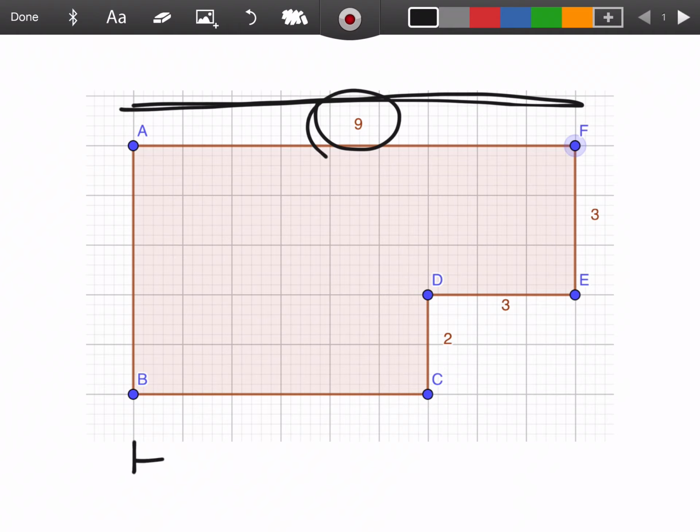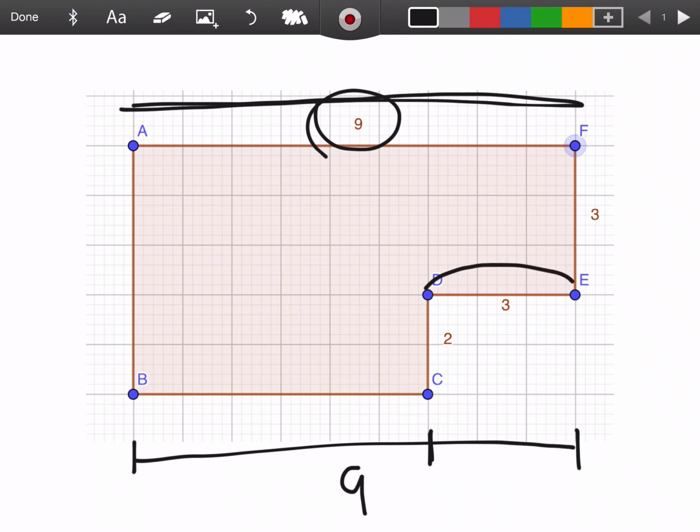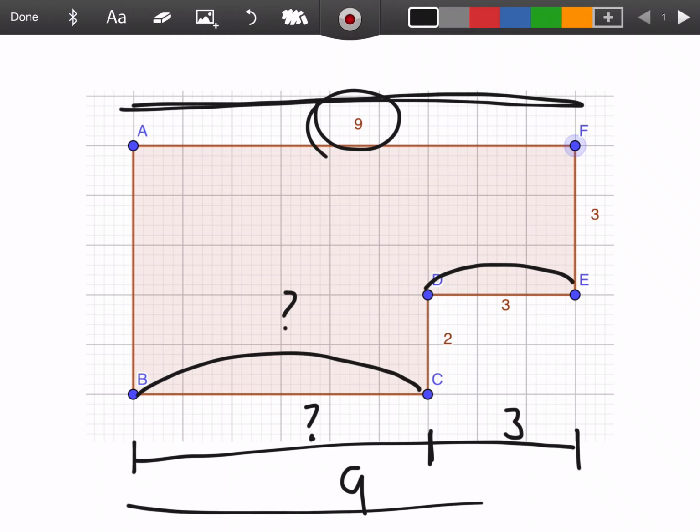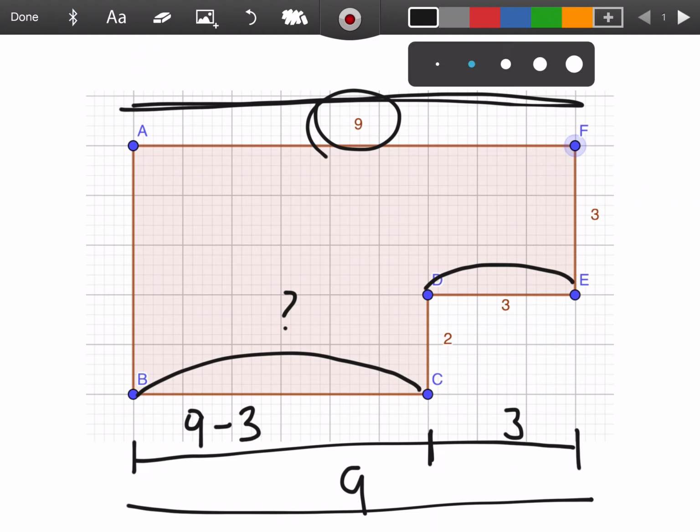That tells me that from here to here, because we're looking at a rectangle, if we look at the big picture, this is also going to be 9 units long. Now we can see that our image kind of splits here. So we've got our section from D to E, which it says here is 3 units, and we've got our section from B to C, which is unknown. So if the entire distance is 9 units, and we've already used up 3, then we can do 9 minus the 3 that we've already used. That's going to allow us to figure out our missing measurement, which means it's 6. So we know that from B to C is going to be 6 units.